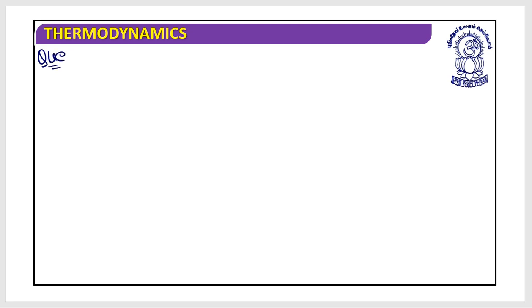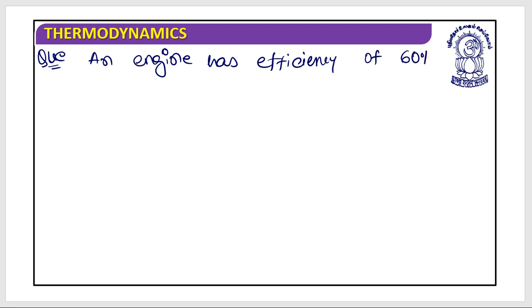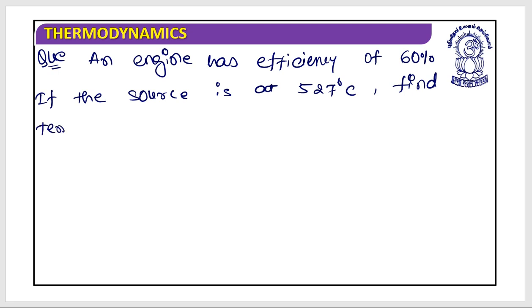An engine has an efficiency of 60 percent if the source is at 527 degrees Celsius. Find the temperature of the sink.